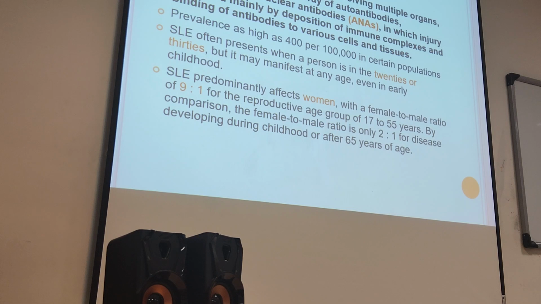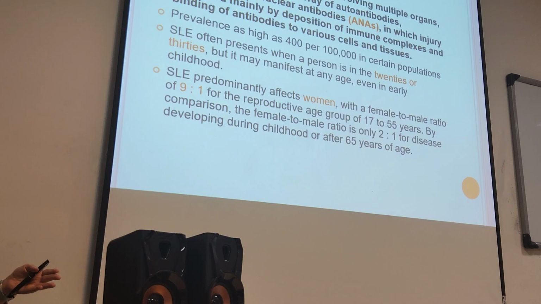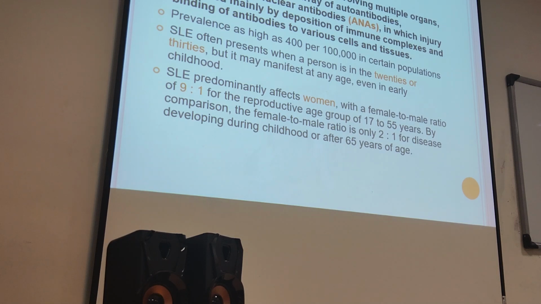Talking about epidemiology, we should say that most of the patients are young women. It is seen when a person is in their 20s or 30s, and it can be seen in children or old people, but mostly it is seen in young people, and especially it is prevalent in women. So the typical patient is a young woman.